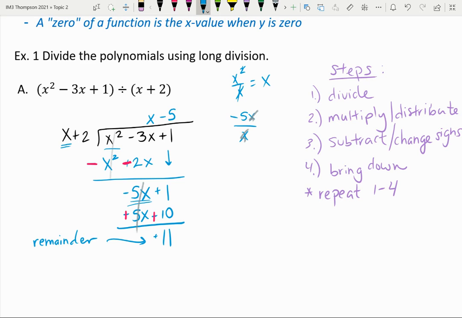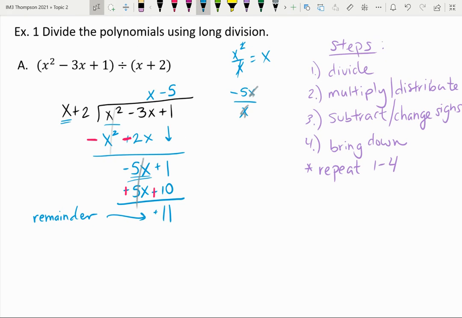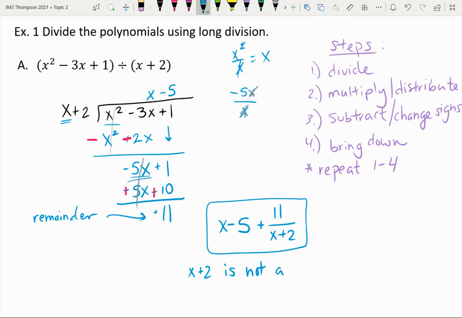That means x plus 2 is not a factor of x squared minus 3x plus 1. When I divide, I get x minus 5. Now I have a remainder of 11. It's a positive 11, so I'm going to have plus 11 divided by the divisor, x plus 2. Since there's a remainder, that means it does not go in evenly.